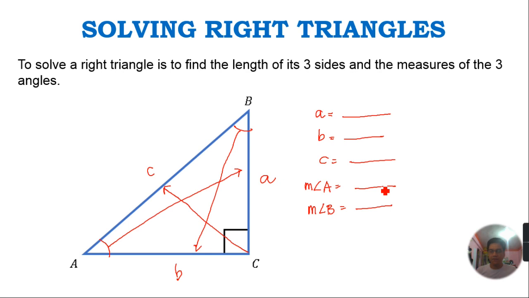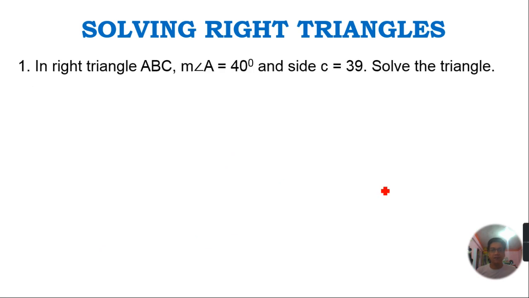Okay, so let's have some examples. Number one, in right triangle ABC, the measure of angle A is equal to 40 degrees and side C is equal to 39 units. So solve the triangle. In this case, we are given an angle and also a side.